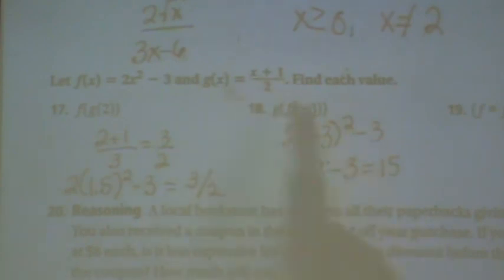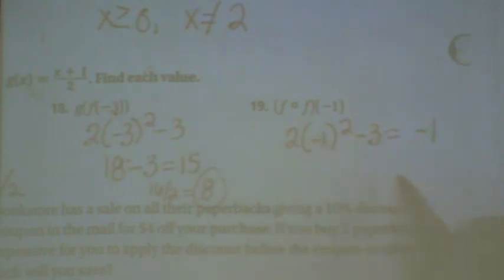Number 18, you're going to do f of negative 3. You're going to plug negative 3 into the f function first. So 2 times negative 3 squared minus 3. 9 is negative 3 squared. 9 times 2 is 18. 18 minus 3 is 15. Now you're going to take 15 and plug it here. 15 plus 1 is 16, and 16 over 2 is 8. So the answer to this is 8.